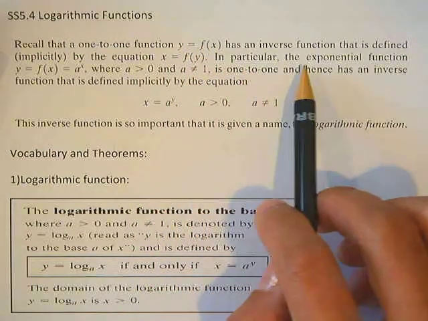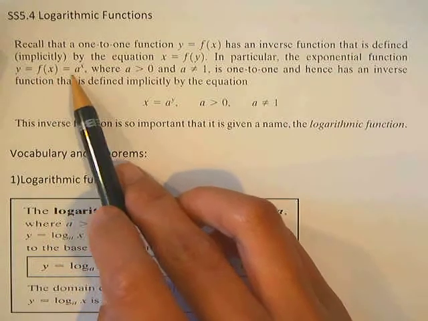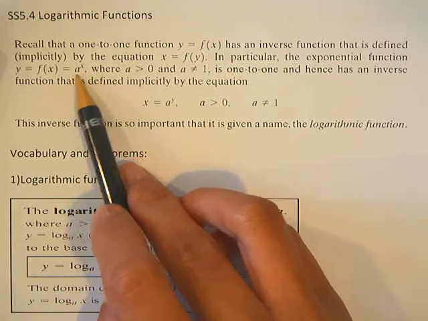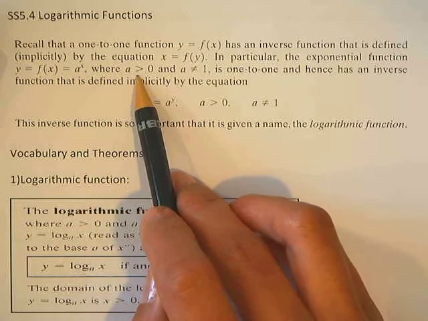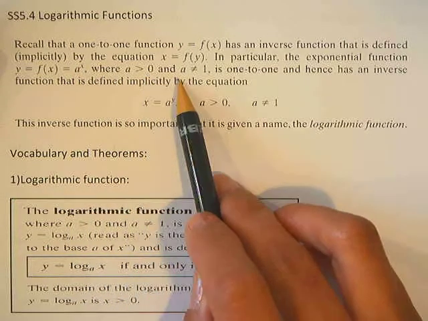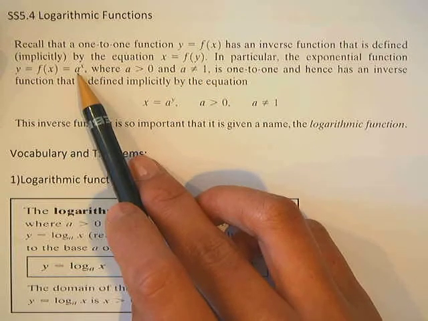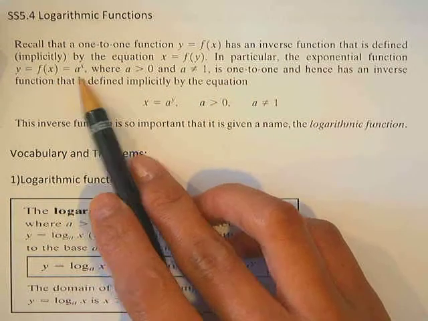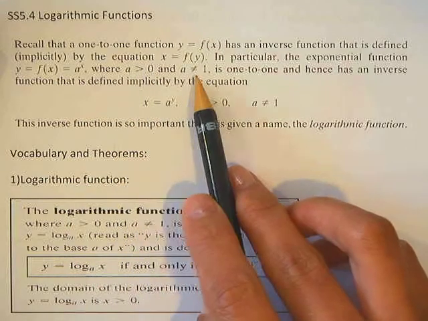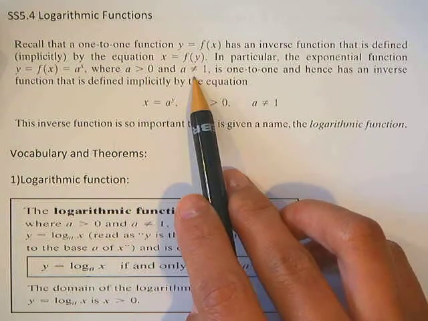In particular, the exponential function y equals f of x equals a to the x. So this is your exponential function right here, where your base is greater than 0 and a can never ever be 1. Because if it's 1, then 1 to anything is really itself. So it's really not interesting. It's 1-to-1, so the base is greater than 0 and it can never ever be 1.